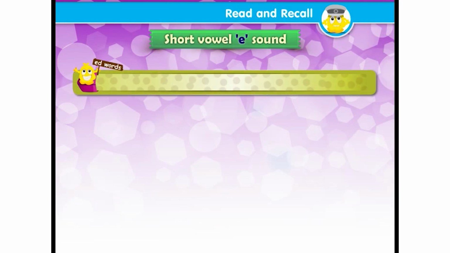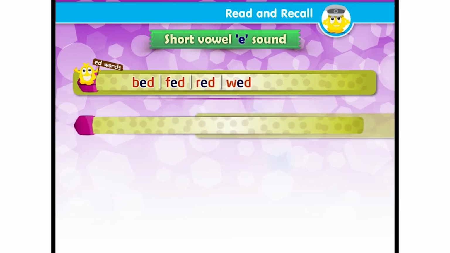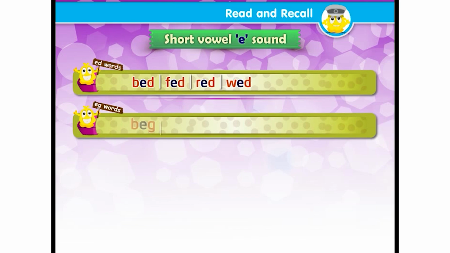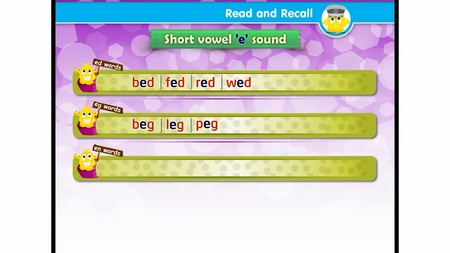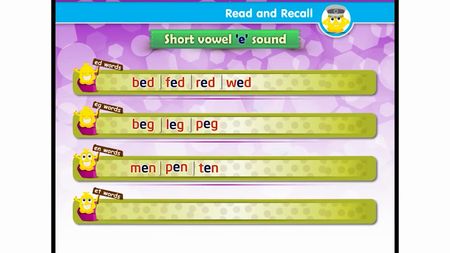Now let's recall words with short vowel E sound. Ed words: bed, red, wed. Eg words: beg, leg, peg. En words: men, pen, ten. Et words: bet, let, jet, met, get.